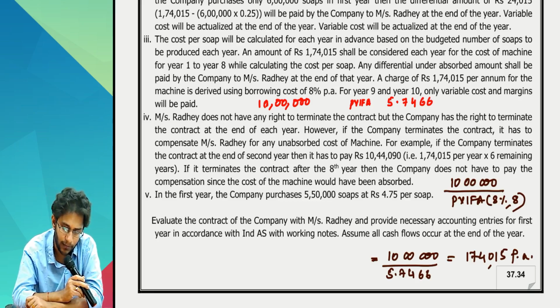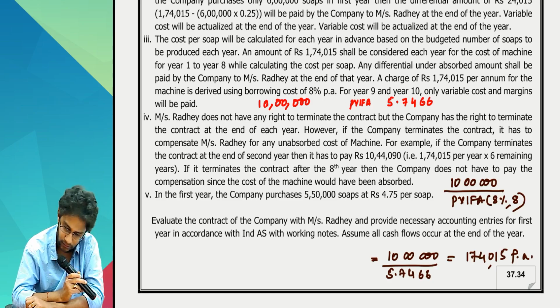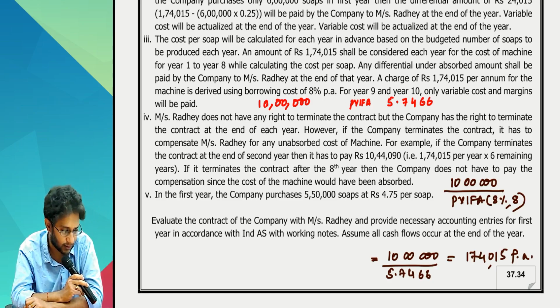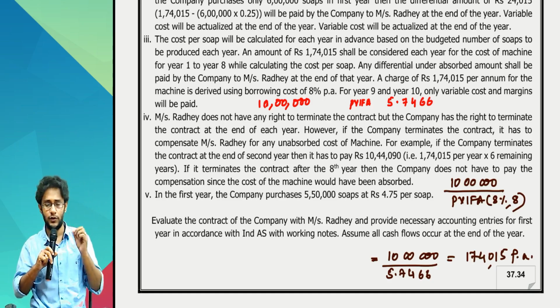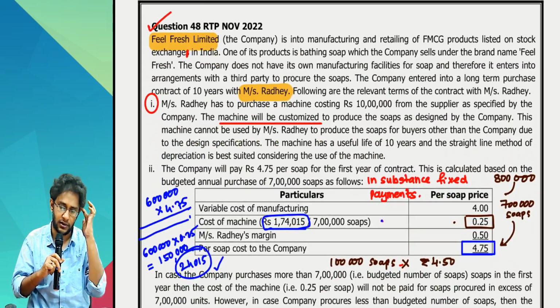In the first year, the company purchases 5,50,000 soaps only at 4.75 per soap. Evaluate the contract of the company with Messrs. Radhe and provide necessary entries for the first year, and assume that all the cash flows occur at the end of the year. So anyway, sir, despite this much of big story that's given in the question, you must understand one thing.